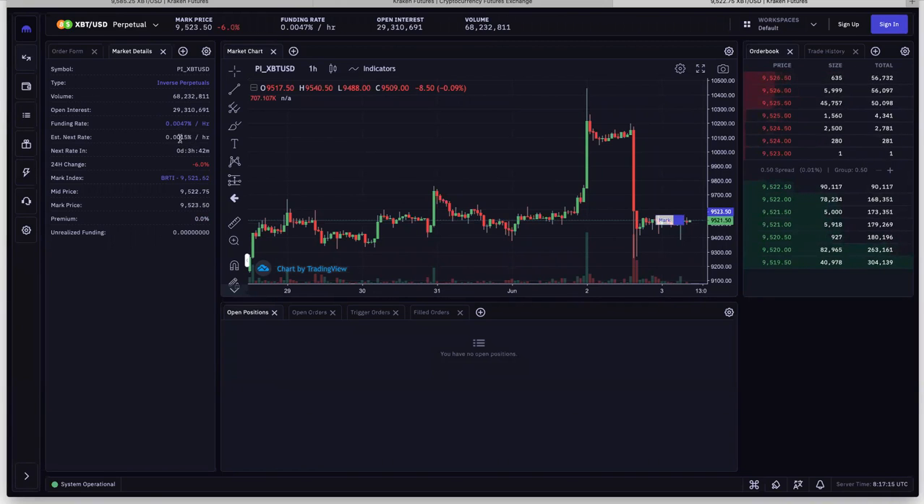Looking at that, we would expect the current mark price to be trading at a slight premium to the mark index. It won't be true every single second you look at it, but on average, it will be over the period. And sure enough, the mark price of 9,523 is trading at a slight premium to the mark index of 9,522. So this funding rate payment will slightly disincentivize people from being long and slightly incentivize them to be short.